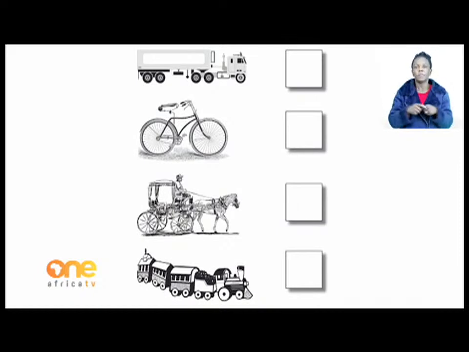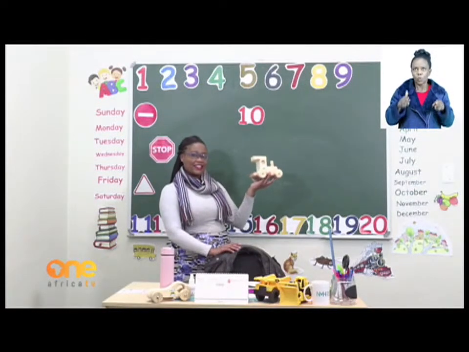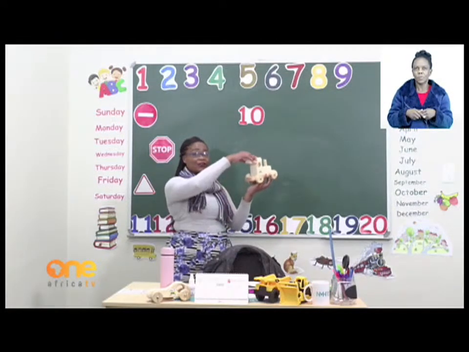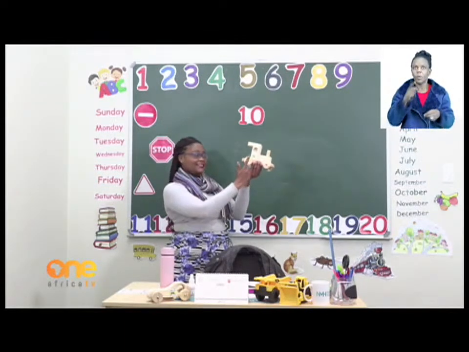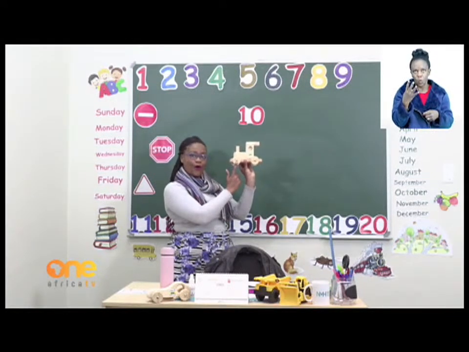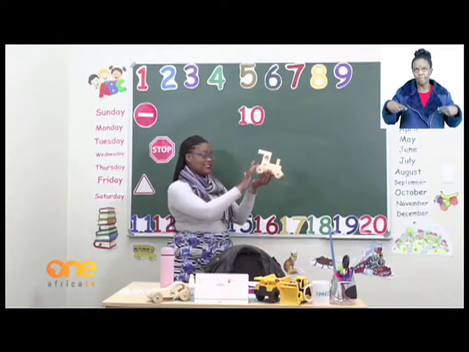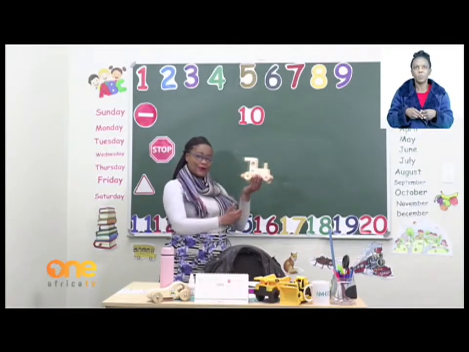I'd like you to look at me now, and I'm holding a choo-choo train. You can see that? Very good. So before we get to our exercise, I want us to count the wheels that we can see on the choo-choo train. Let's go. 1, 2, 3, 4. So there are 4 wheels on our choo-choo train. You can see that the wheels are the ones at the bottom that make the choo-choo train move.